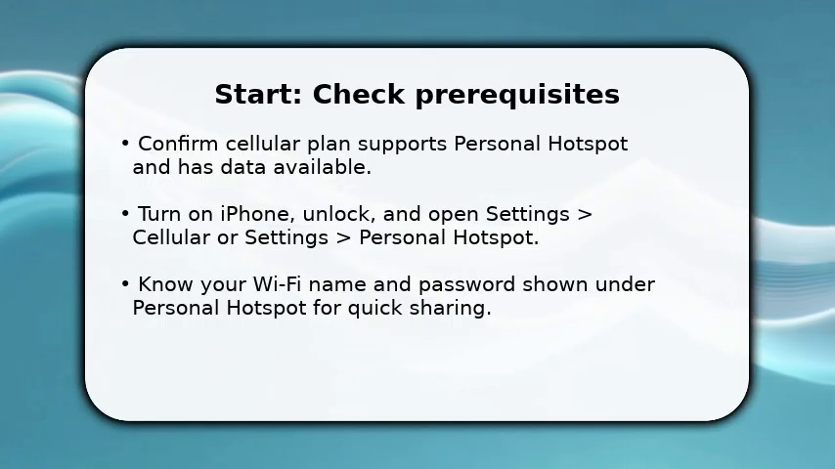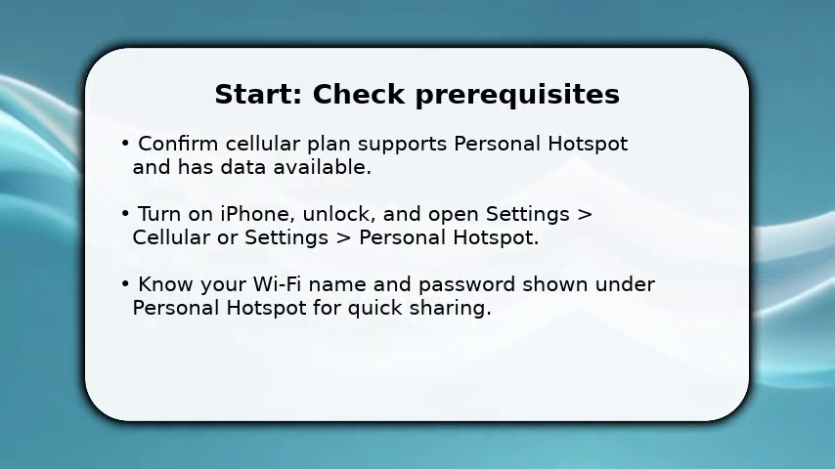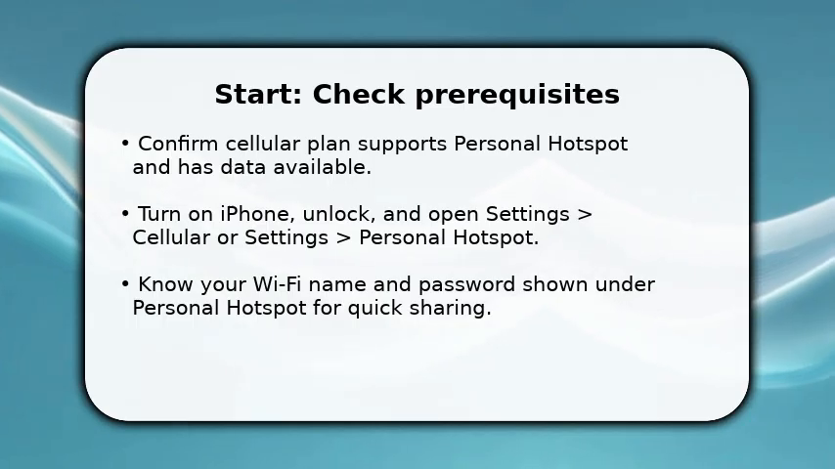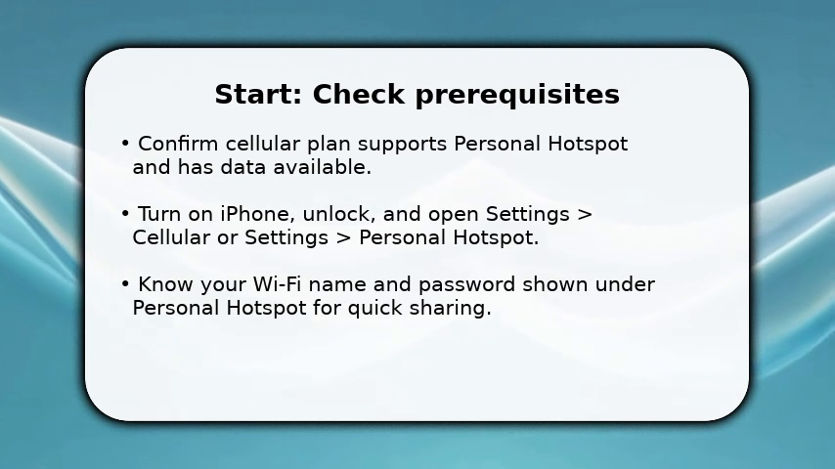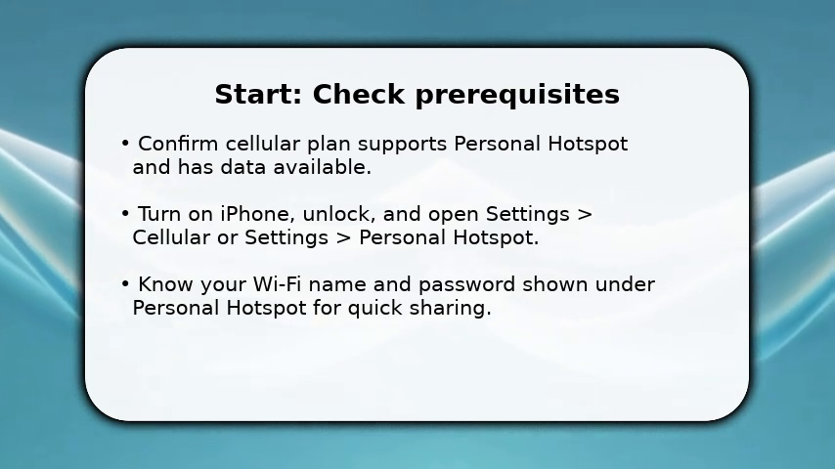Once done, keep the phone unlocked nearby. Some devices need you to accept a prompt. This step ensures you won't be blocked by carrier limits or a forgotten password when others try to join. Now turn the personal hotspot toggle on.